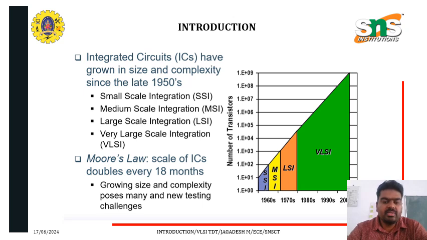Growing size and complexity poses many new testing challenges. As the number of transistors increases, what happens? Many challenges arise, the predominant ones being layout and power consumption. These challenges are emerging and need to be rectified. To rectify them, we first have to know what kind of problem exists in the IC. To find out the problem, we need appropriate testing methodologies. The corresponding graphical representation of the year-wise transistor count is given in this diagram.